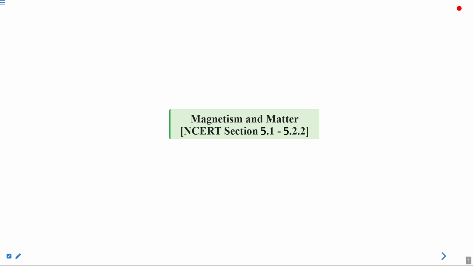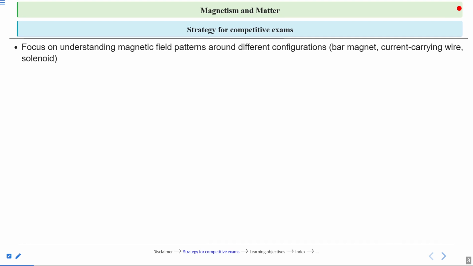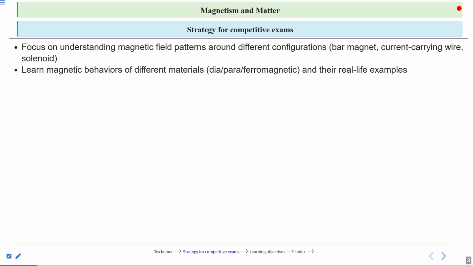So let's start. So this is the disclaimer. What is the strategy for competitive exams for this chapter? Focus on understanding magnetic field patterns around different configurations: bar magnet, current carrying wire, solenoid. Learn magnetic behaviors of different materials.